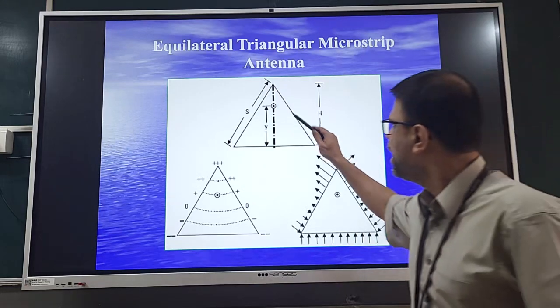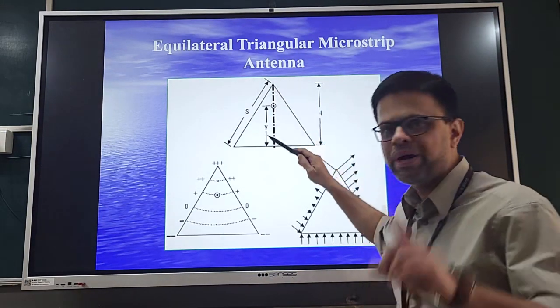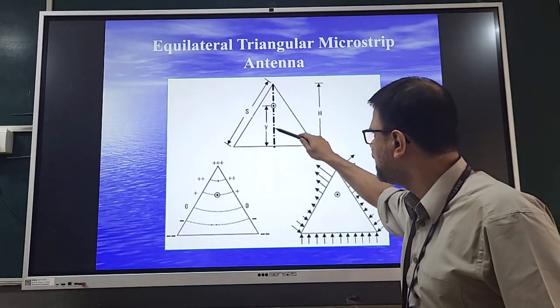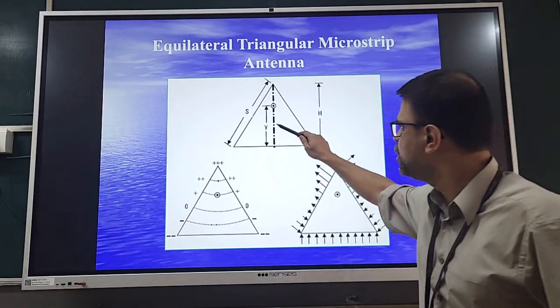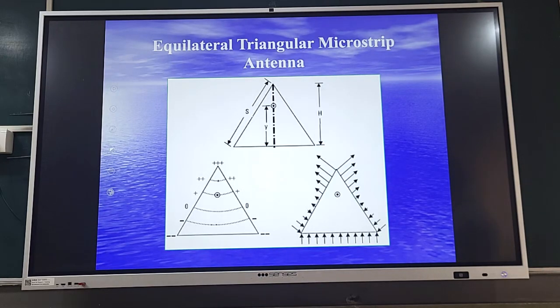So here, at 2/3 h from the top, or h/3 from the bottom, your centroid point resides. With respect to that, modal variations are present.